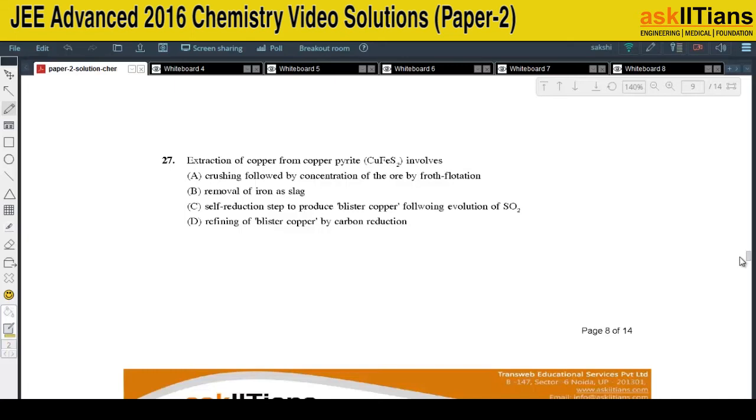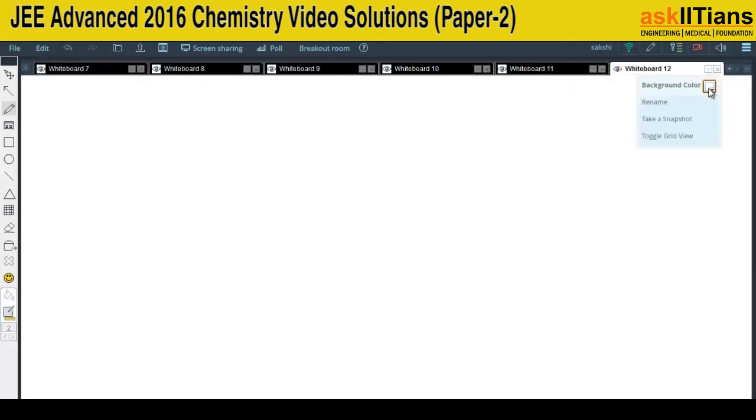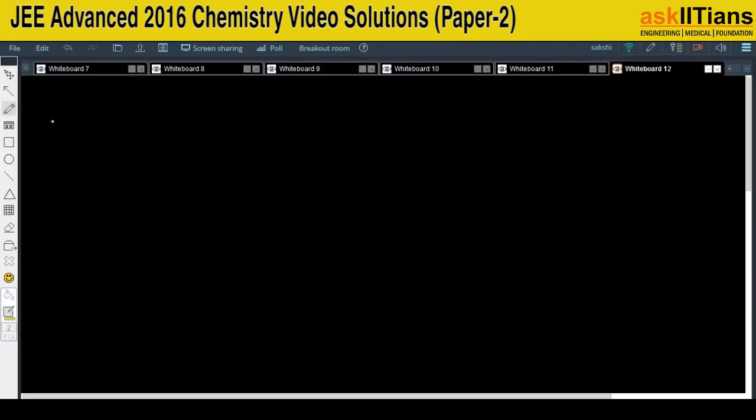Now students, for this particular question, what I think is the better option is that I should first tell you the entire sequence of steps that are actually followed in order to extract copper from copper pyrites. So let me write down the sequence, and then we can find out which will be the correct options. So this is question number 27, I suppose.